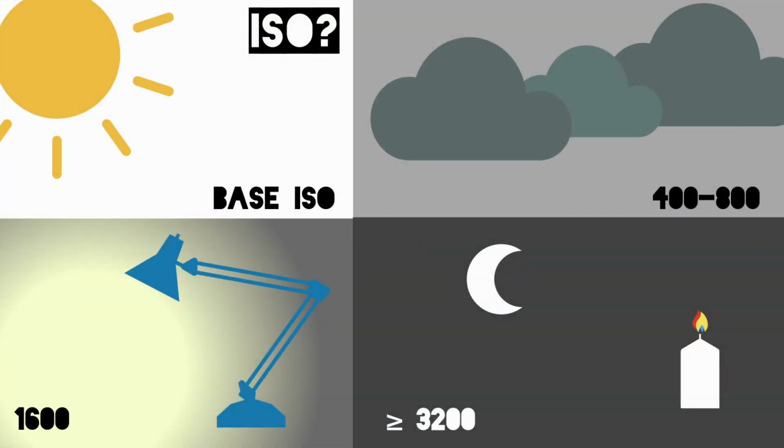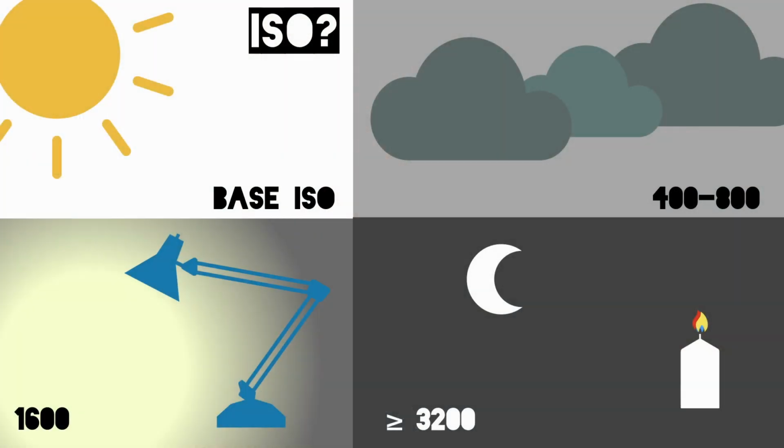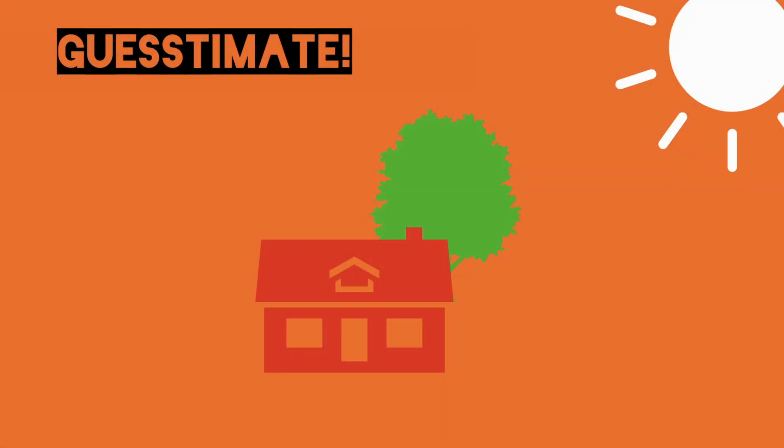Sometimes you can set it first out of the lighting situation. A sunny day outside, set it to base ISO. If it's overcast, set it to 400 or maybe 800 if it's really dark. Well lit places indoors, put it on maybe 1600. And if it's darker than that, maybe 3200 or probably more. So guesstimate the light.